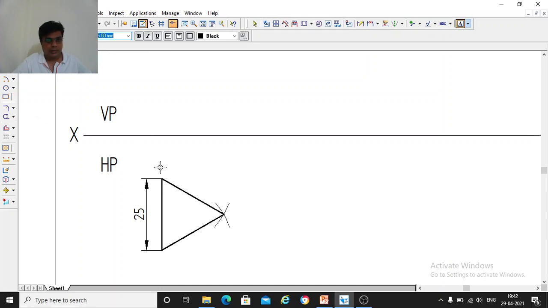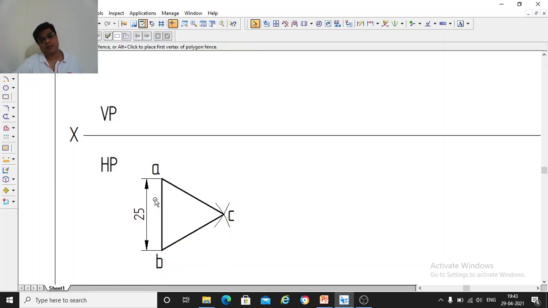So I will name this corner as A, this I will name as B, this I will give as C. So you have to give the names to the corners A, B, C of this triangle. There are three corners, you give them as A, B, C, and for the edge you have to give the dimension, any one edge. Okay, so now we got the top view.